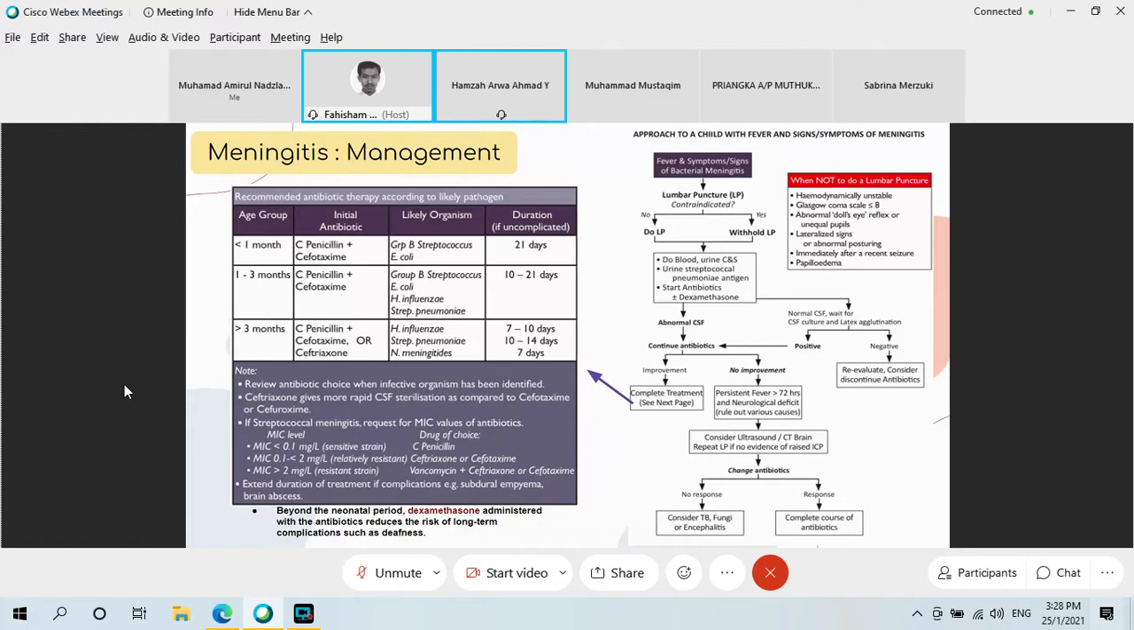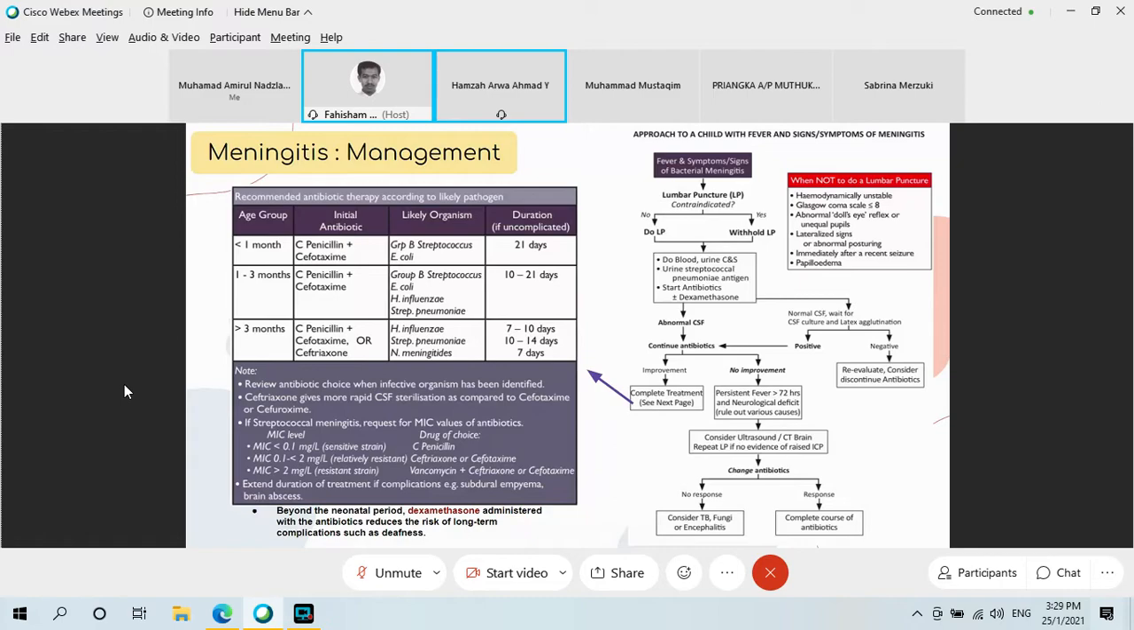The purpose of doing lumbar puncture is to identify the organisms. For example, on the left hand side, there you say group strep. Who gets group strep? Post-pregnant woman. Okay, so let's see, 1 month is GBS. So GBS is all women.